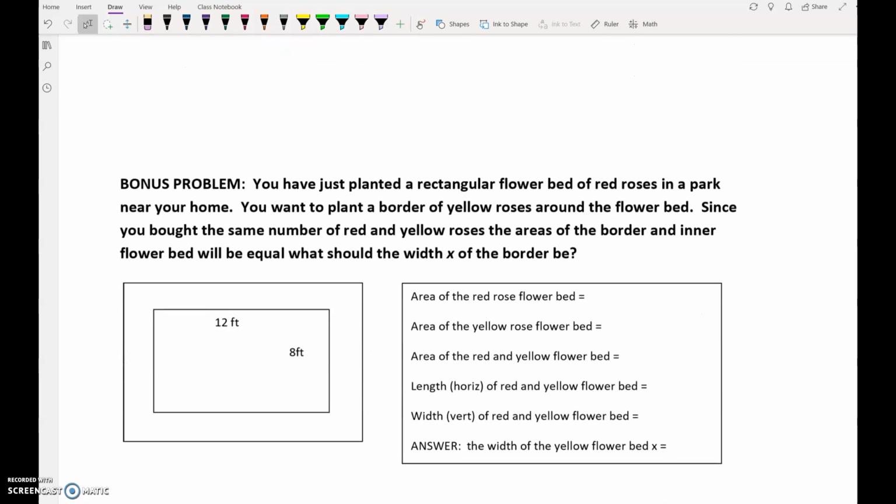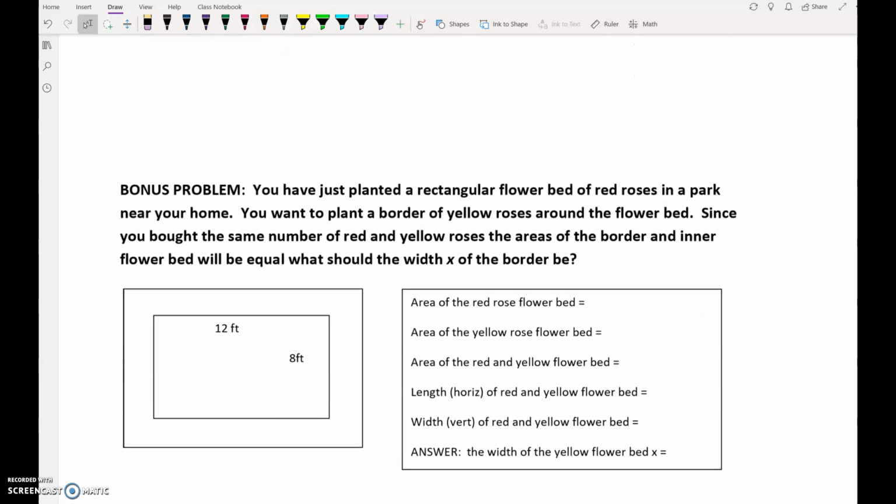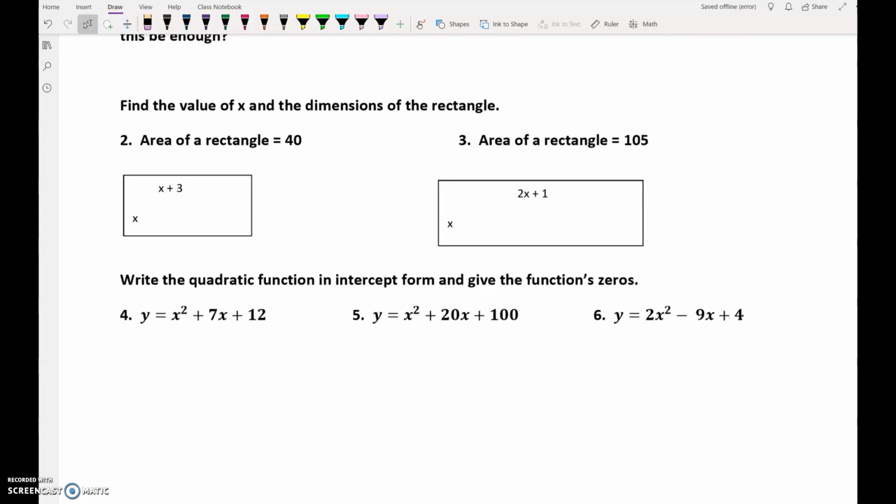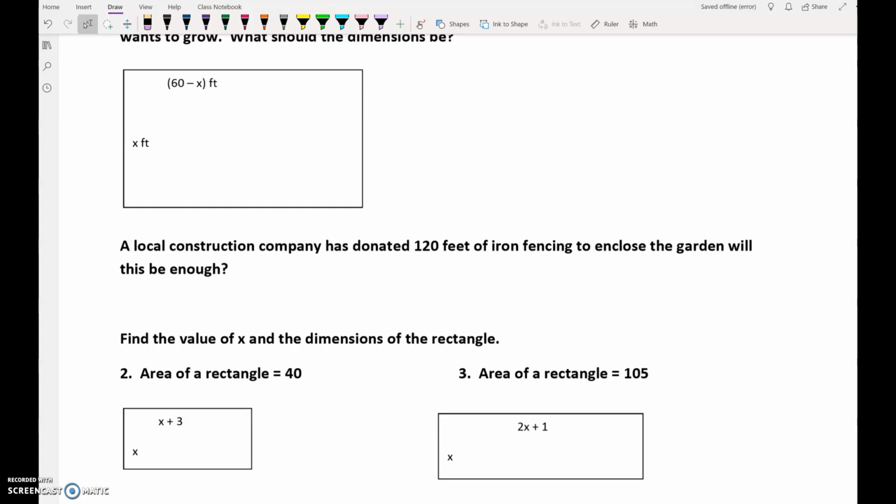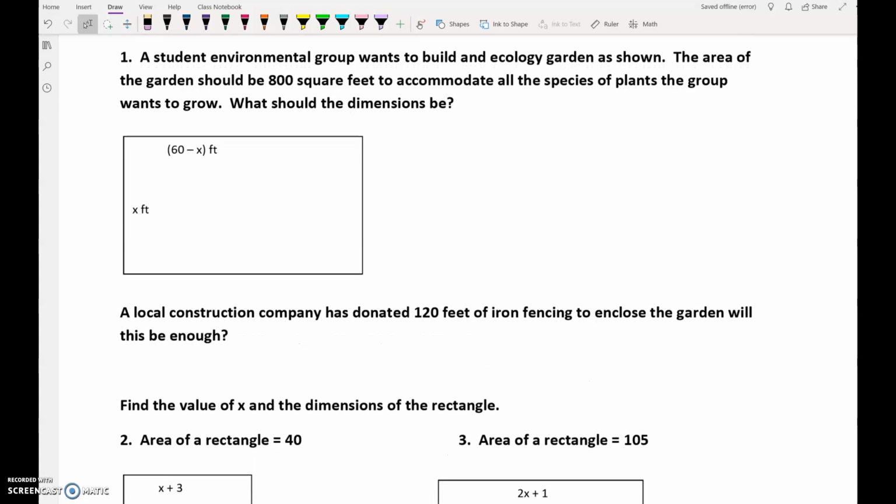There is a bonus problem, and I tried to kind of break it up into what to do first, what to do next, to help you with the bonus problem. We are going to go through number 1 together, and it's very similar to number 2 and 3. So if you understand number 1, you should be able to figure out 2 and 3.